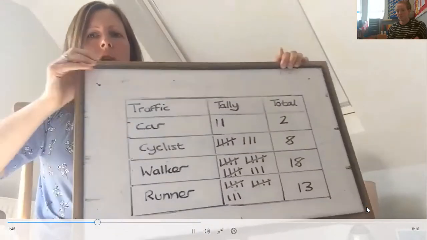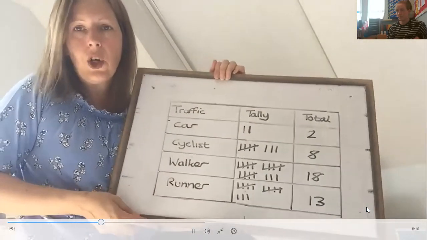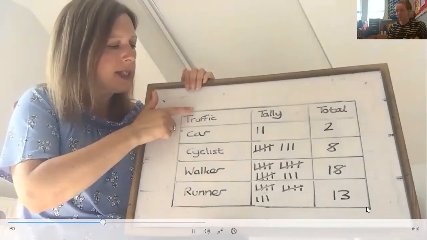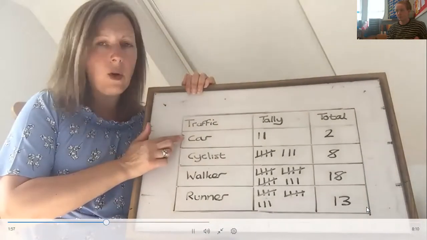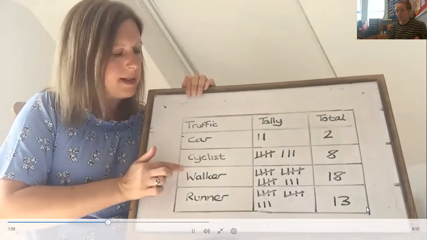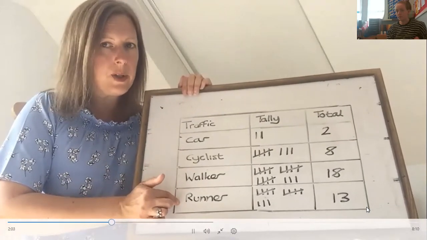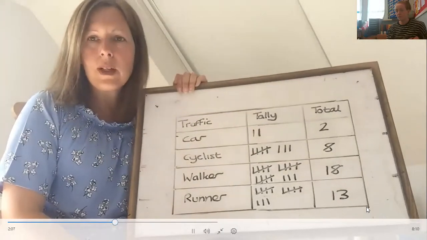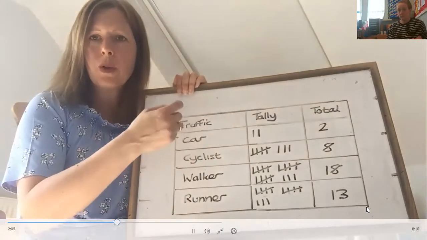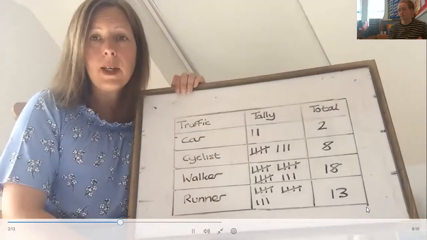So I collected some information on the type of traffic that's going past my house and I put it into a tally chart here. So I've listed down this column here the different types of traffic that there is. So we've got cars, we've got cyclists, we've got walkers and runners. There's lots of runners at the moment trying to do their exercise. And then my next column, we have got the tally.